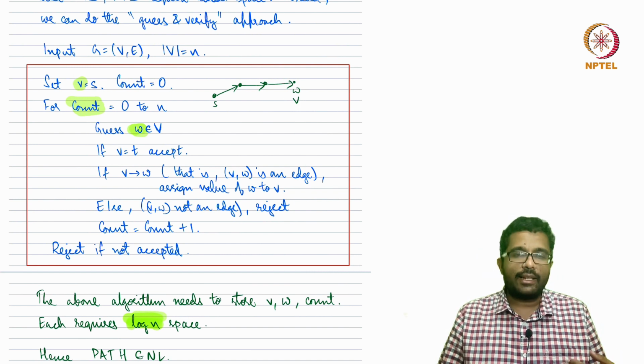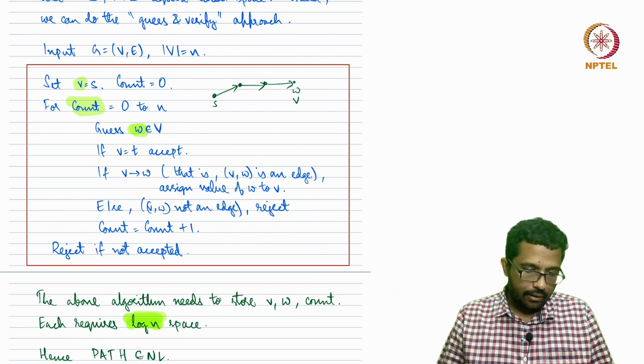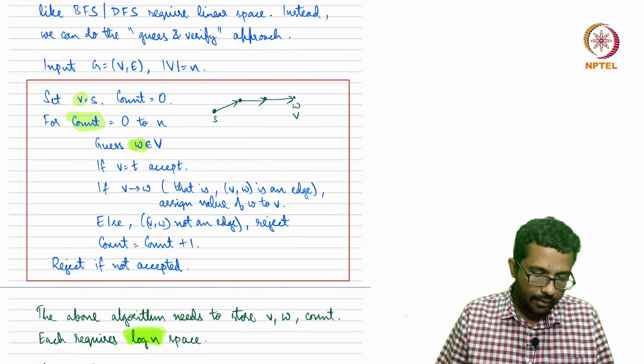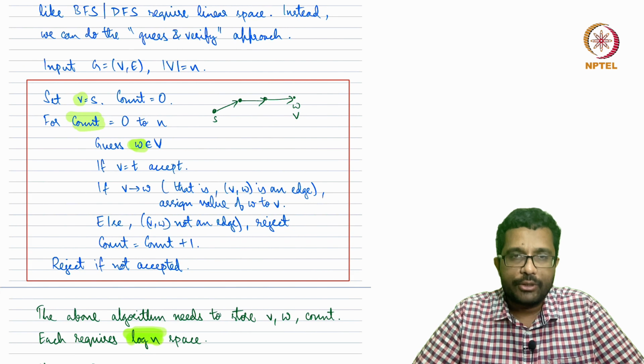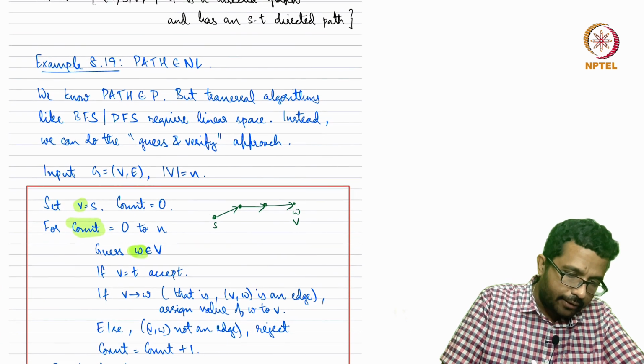And it is a non-deterministic algorithm that shows that PATH is in NL, right? So here we have an NL algorithm, a non-deterministic Logspace algorithm that determines whether there is a path from S to T.